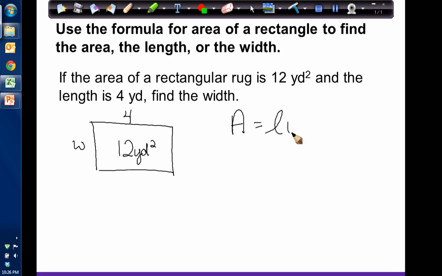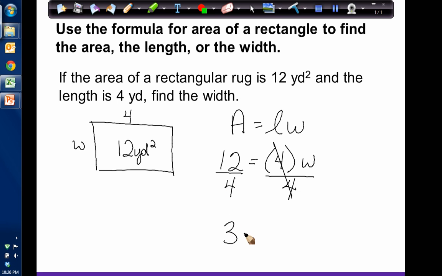Area is length times width. The area is 12 square yards. The length is 4 yards. What is the width? So we have 4 times W right here. This is a formula we can solve. We can divide both sides by 4, and that will tell us what W is. The width must be 3 yards.